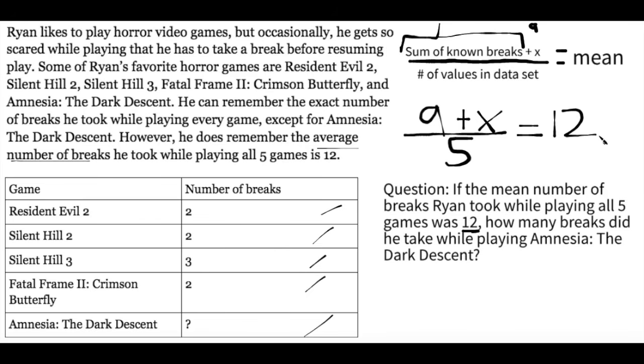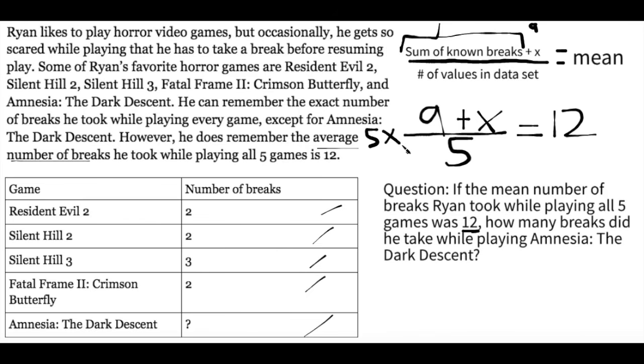All right. So now hopefully this is looking less intimidating. We've got 9 plus x over 5 equals 12. And the name of the game is to get this x by itself. If we get x by itself, that's going to tell us the total number of breaks that he took while playing Amnesia. So the first move I'm going to make here is to multiply both sides by 5.